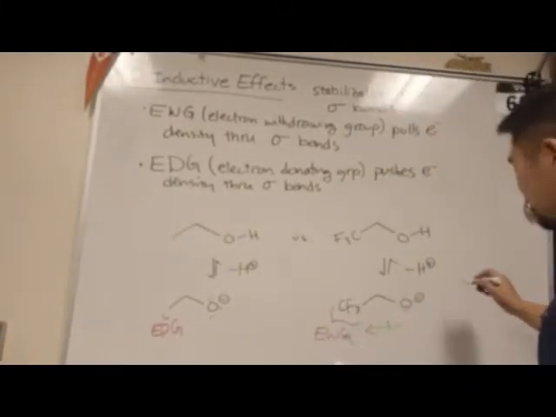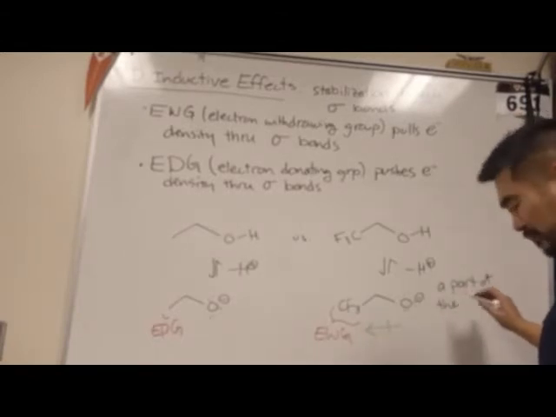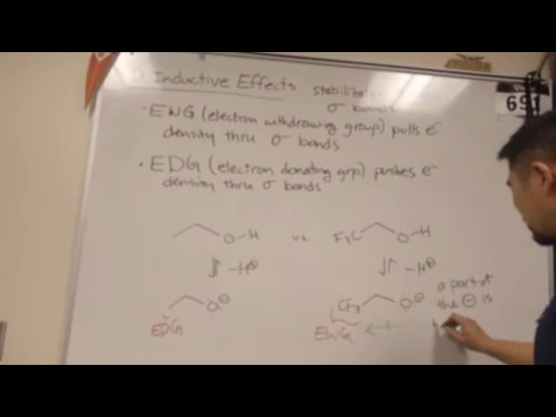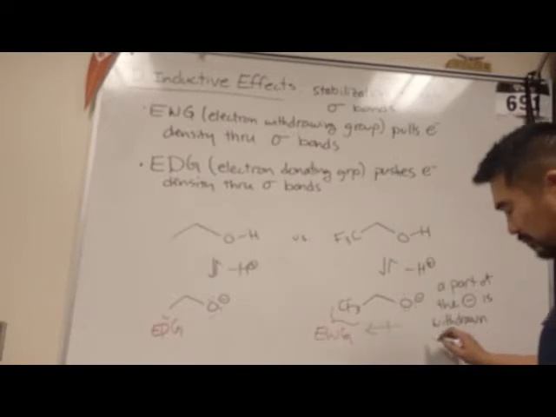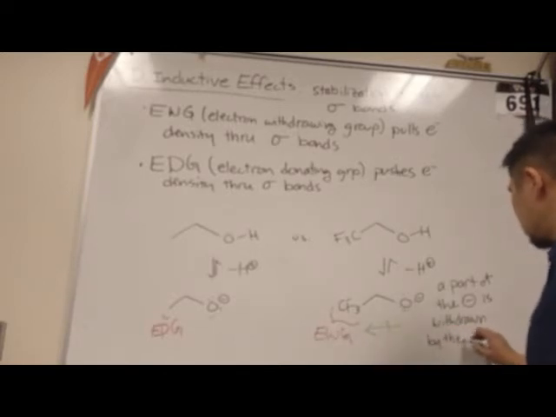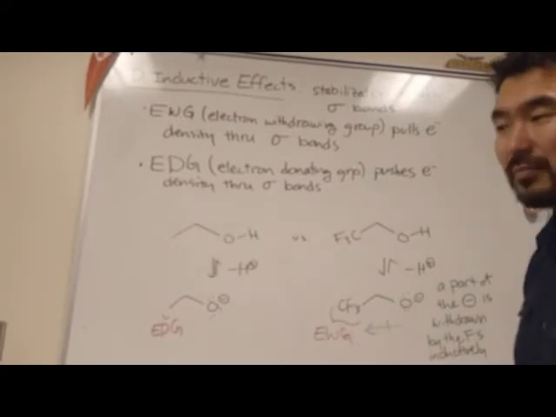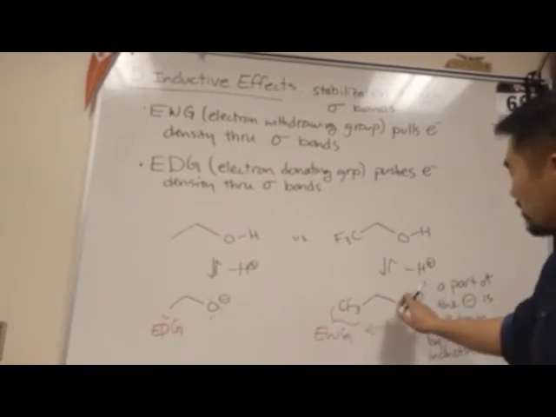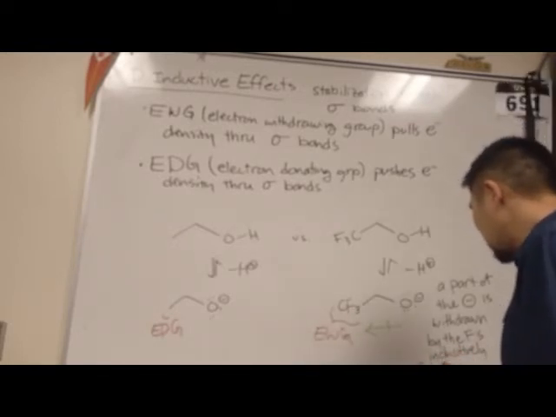So to put that into words, we could say that a part of the negative charge is withdrawn by the fluorines, inductively. The word inductive just means to pull through something. So the electron density is sucked away through the sigma bonds. That's the inductive effect. So this is now stabilized.